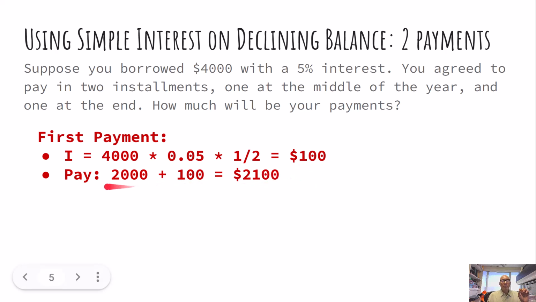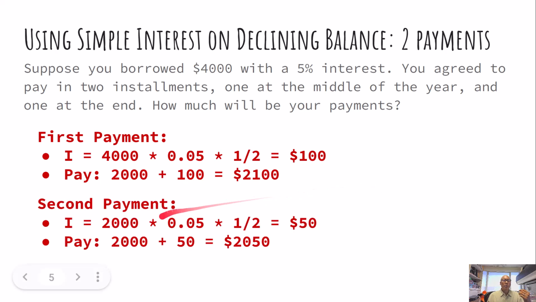Now you still have a balance of $2,000 in principal, and you're going to pay that off in December. So you're going to do a similar calculation for the interest, except instead of $4,000, you're just going to use $2,000. So with a $2,000 principal and a 5% interest for the second half of the year, that interest is only going to be $50.